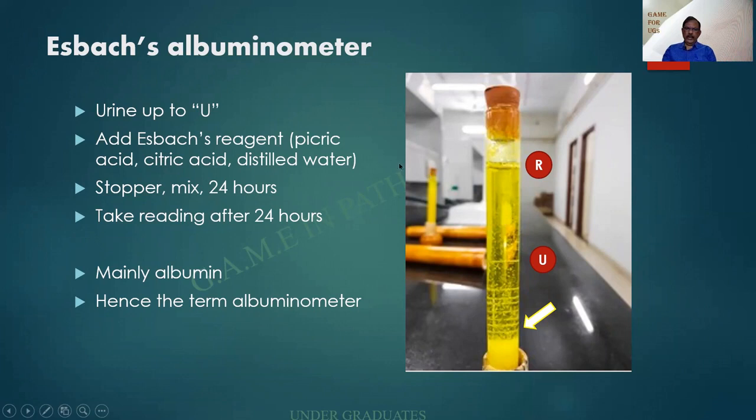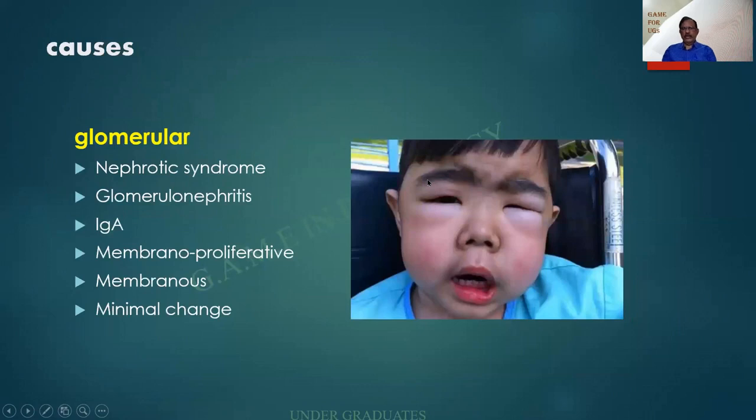And why is it yellow in color? Because it contains picric acid. It is called albuminometer mainly because it measures albumin. This can be kept as a clinical case for you, after which the urine sample will be given.